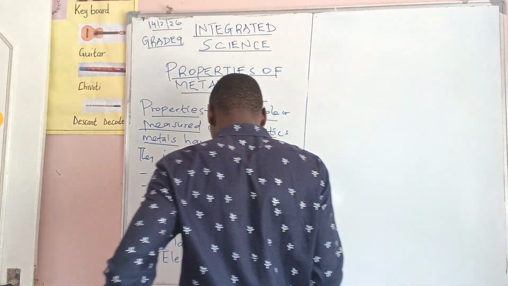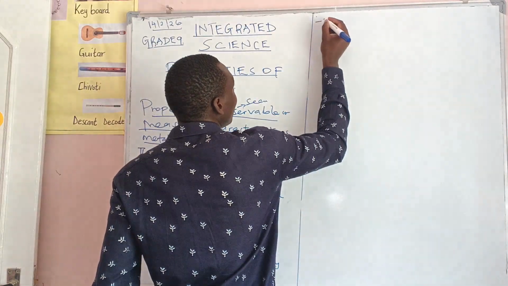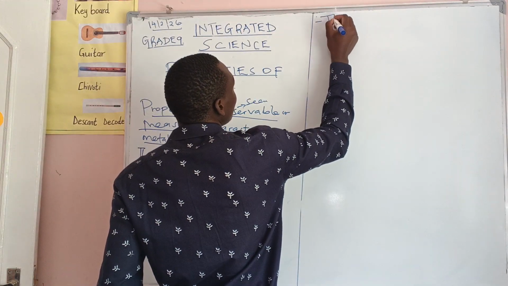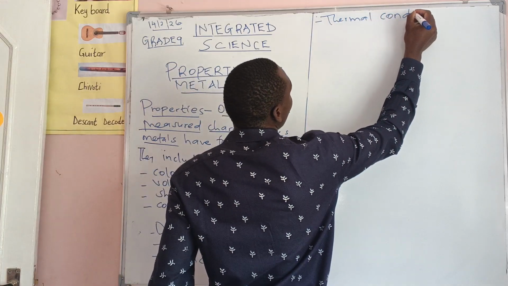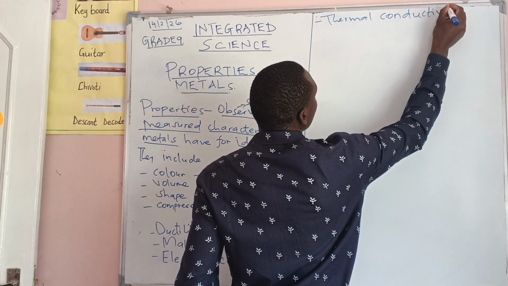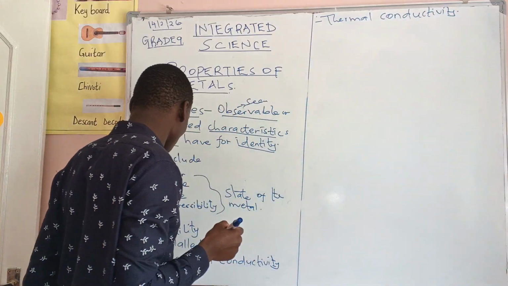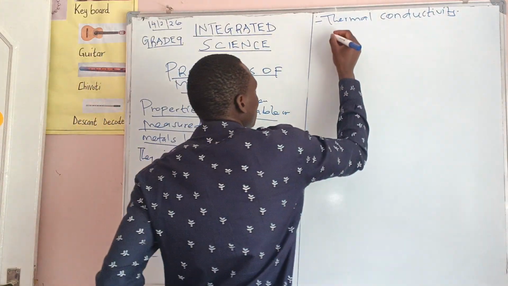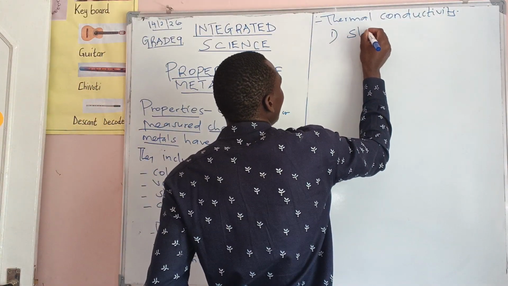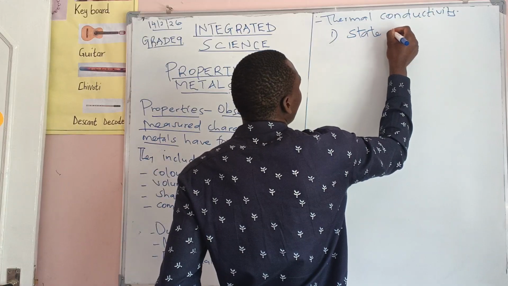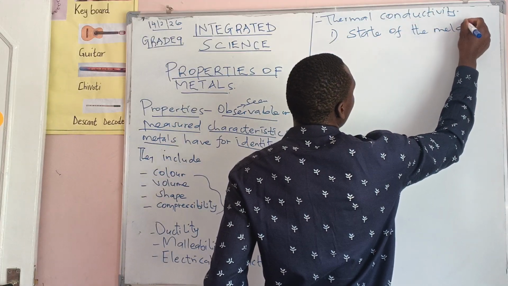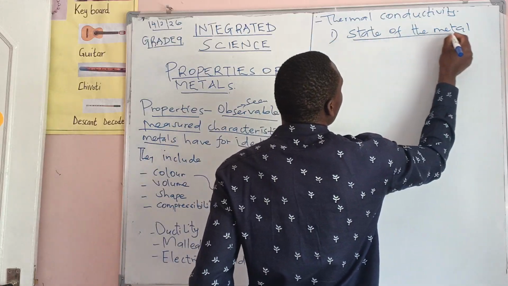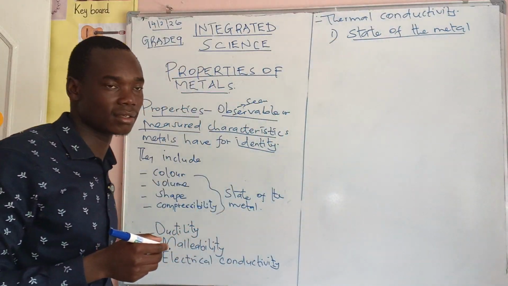So that is electrical conductivity. And then we are also going to see thermal conductivity. Good. Now, back to state of the metal. Let us begin with state of the metal as the first characteristic.